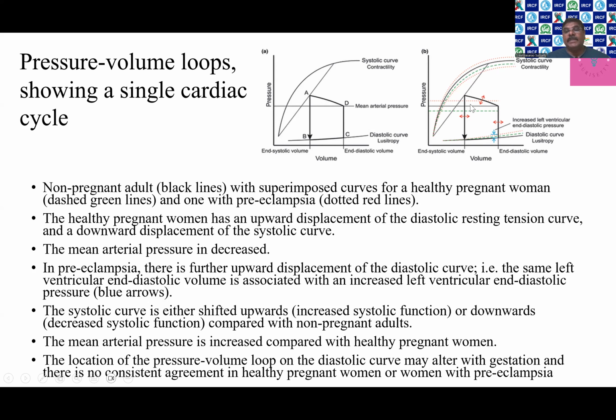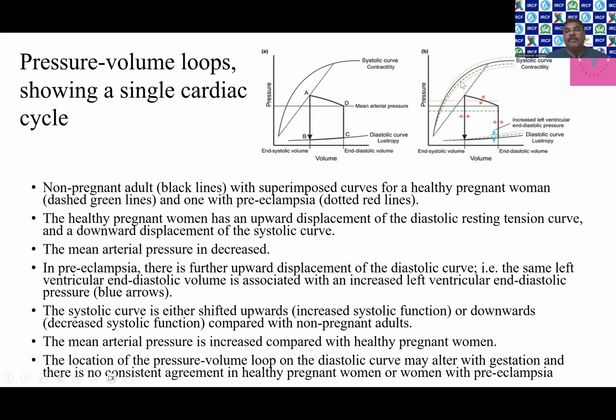This is the mean arterial pressure. This is a normal mean arterial pressure. The curve will be decreased here. In preeclampsia, there is further upward displacement of the diastolic curve. Here you can see the further upward displacement of the diastolic curve. That is, the same left ventricular end-diastolic volume is associated with increased left ventricular end-diastolic pressures.